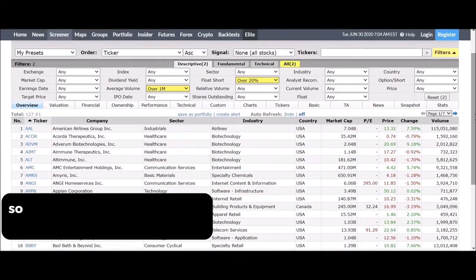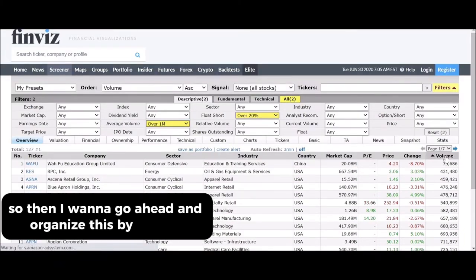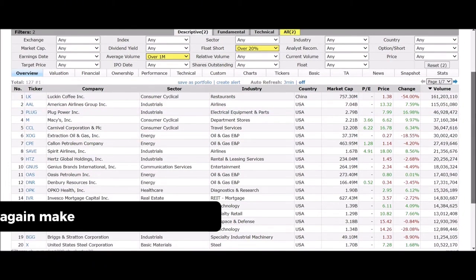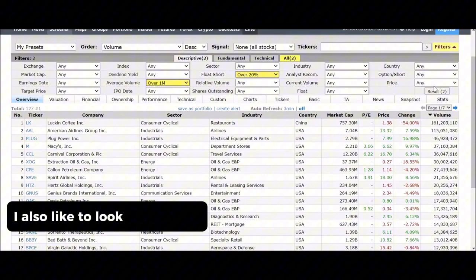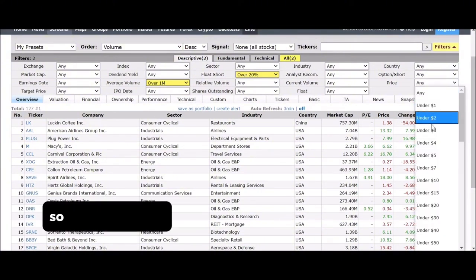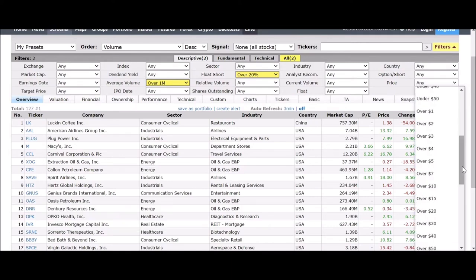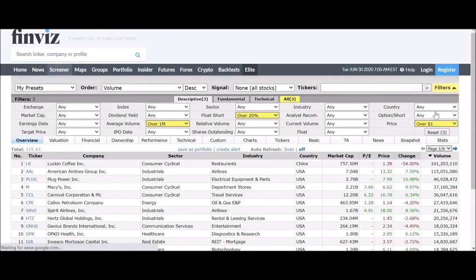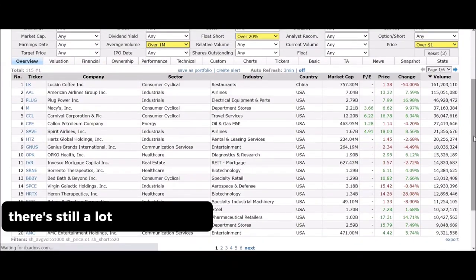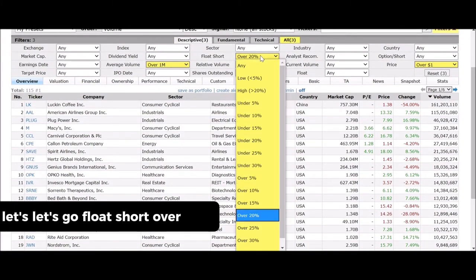We still have a lot, so then I'm going to go ahead and organize this by volume. The next thing we want to do is take a quick glance at this again, make sure that we like this. I also like to look at the price. I don't want anything that's under $1. So let's go over $1. You could keep it in there, but let's just stick with over $1 for now. There's still a lot of stocks here. Let's go float short over 25%.